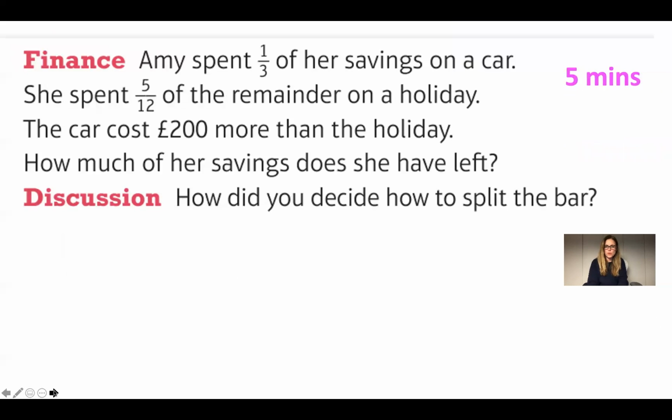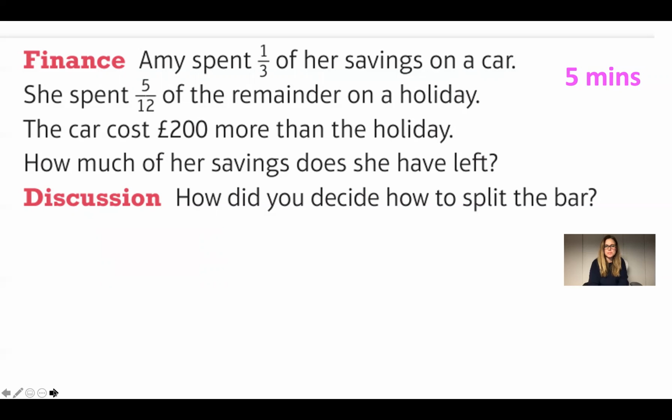Right, one question, but I'm going to give you 5 minutes just to look at this one question. It says, how did you decide to split the bar? I'm wondering if you could have a go at using a bar model for this, see if this might help you. It's quite a tricky question, but a bar model might help you work out the solution that's required. And be really careful when you read the question.